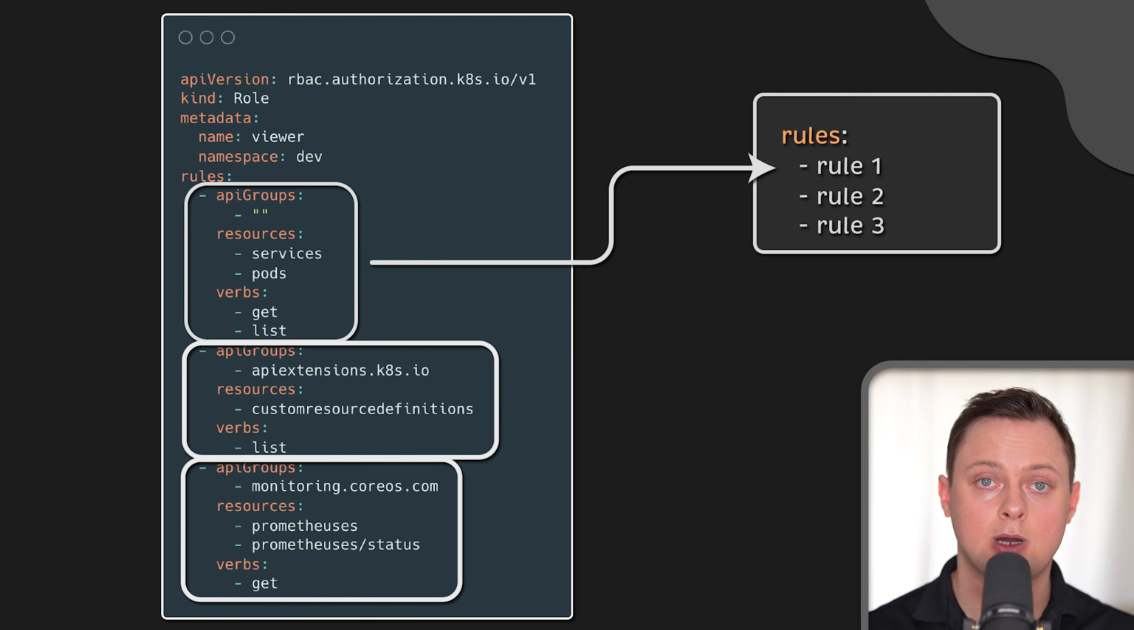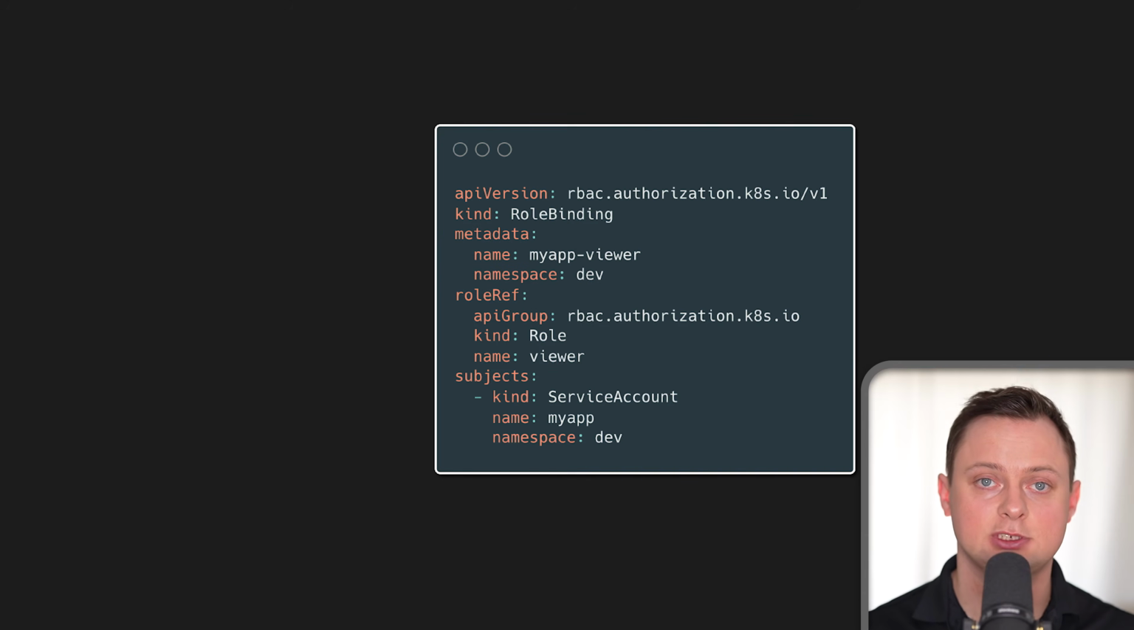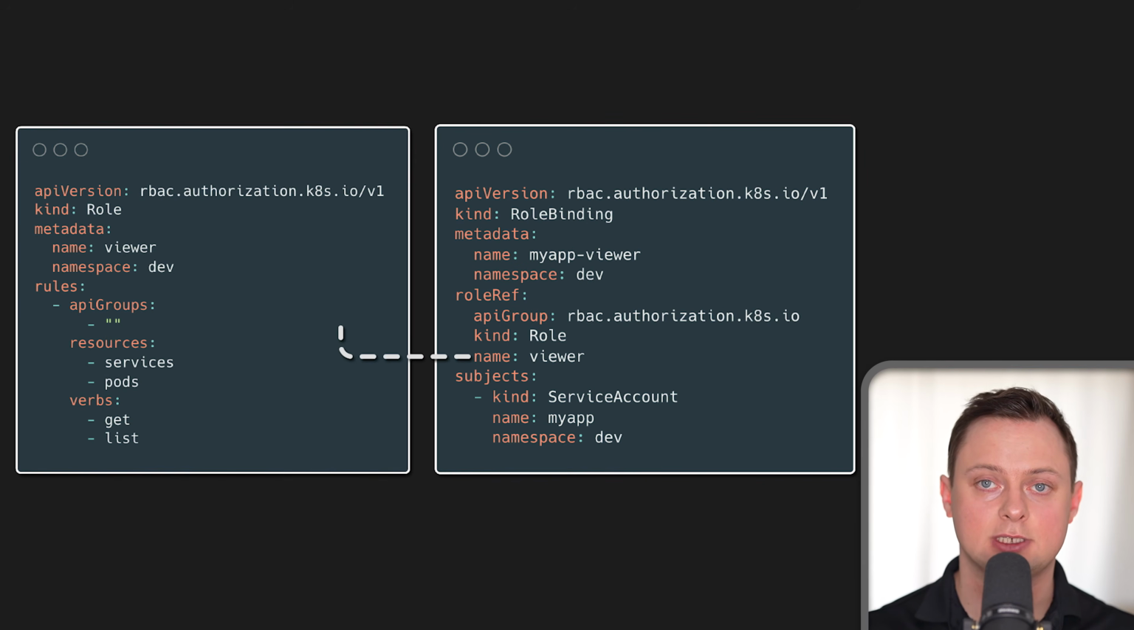Alright, so far we modeled identities with users, service accounts and groups, as well as permissions to resources with roles. The only missing part is now how to link them together. Now, to grant permissions defined in the role to a user, service account, or a group, we use RoleBinding. Let's have a look at this example.